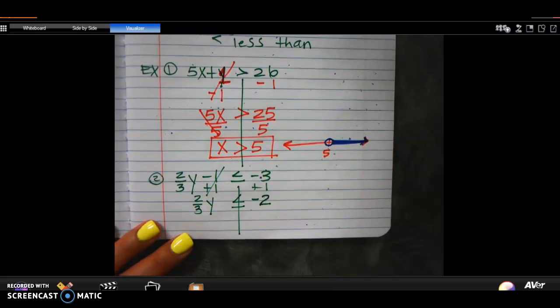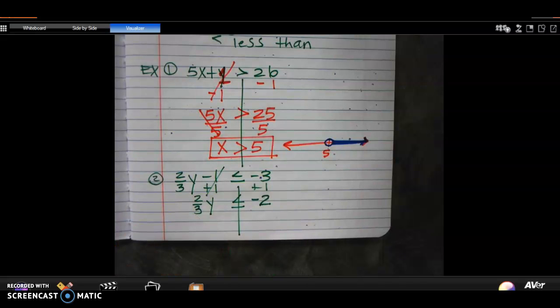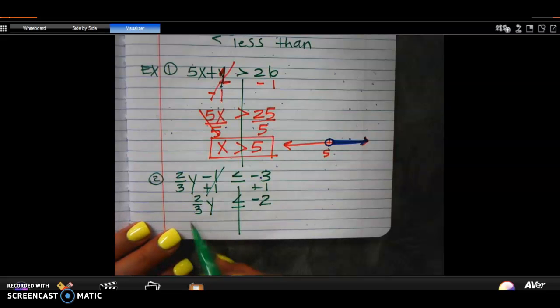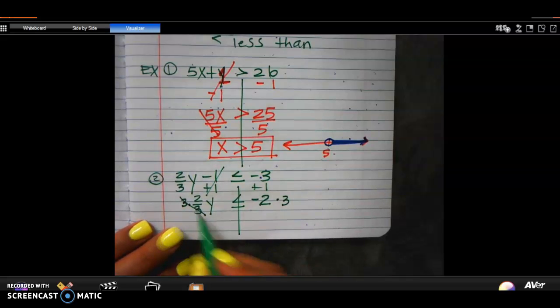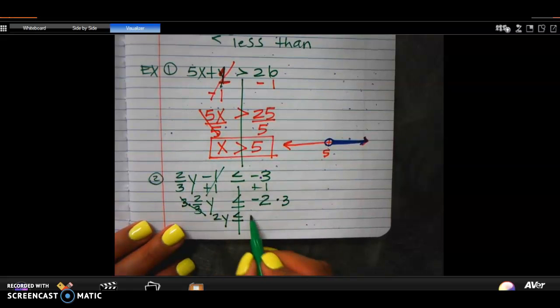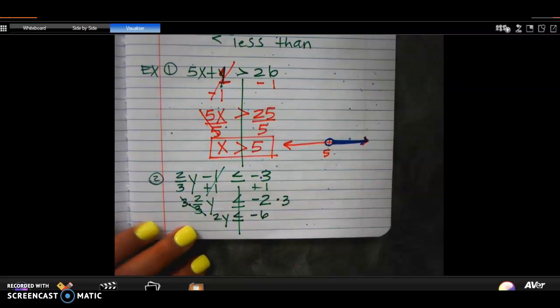Now I've got to look over here at my fraction. I've got to kind of undo my fraction to help me get rid of these numbers. If I am dividing by 3, the opposite would be to multiply by 3. If I do it on one side, I have to do it on the other. So I'm left with 2y less than or equal to -6.